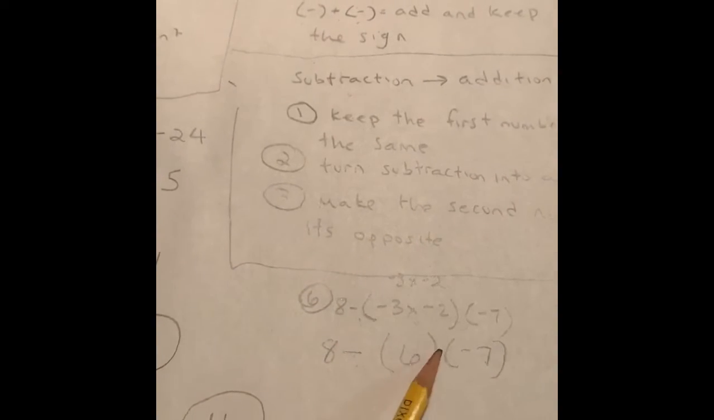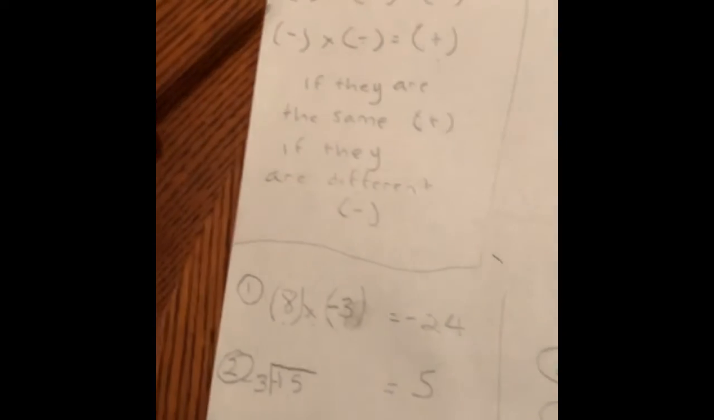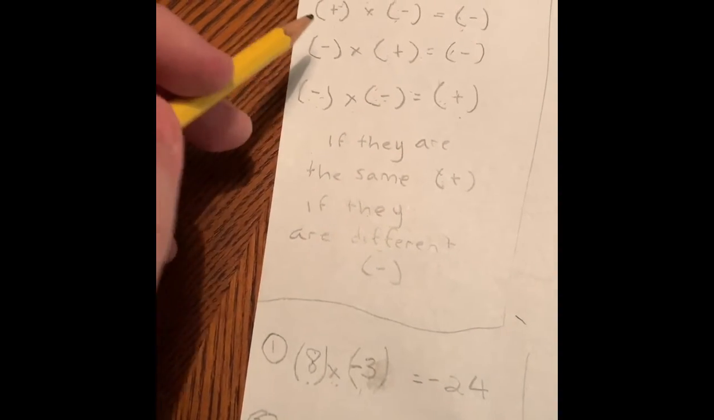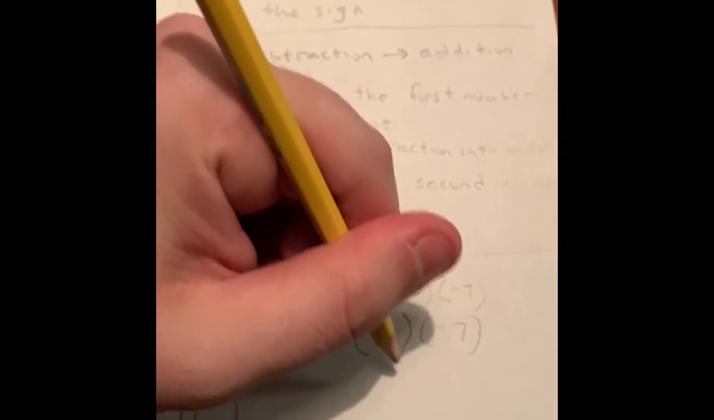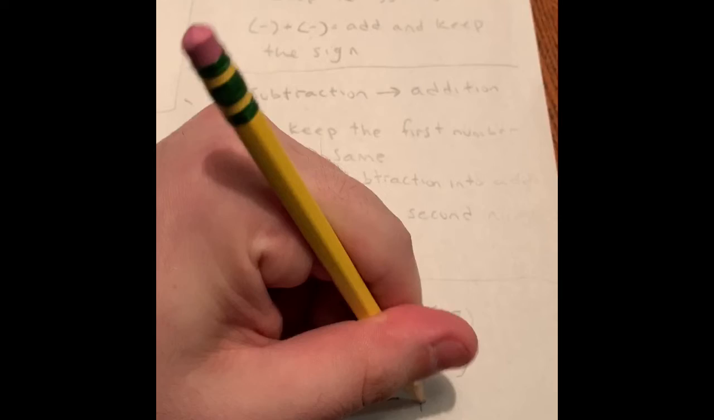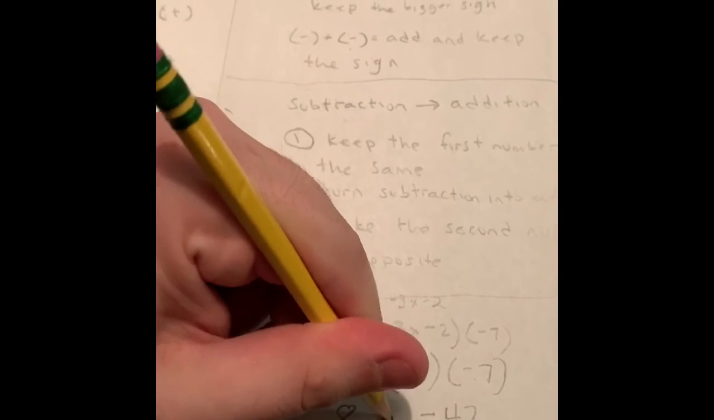Now, before I subtract, I have to multiply. 6 times -7. So I'm going to look at my rules again for multiplication. A positive times a negative will make my answer a negative. So -42. So now what we have is 8 minus -42.